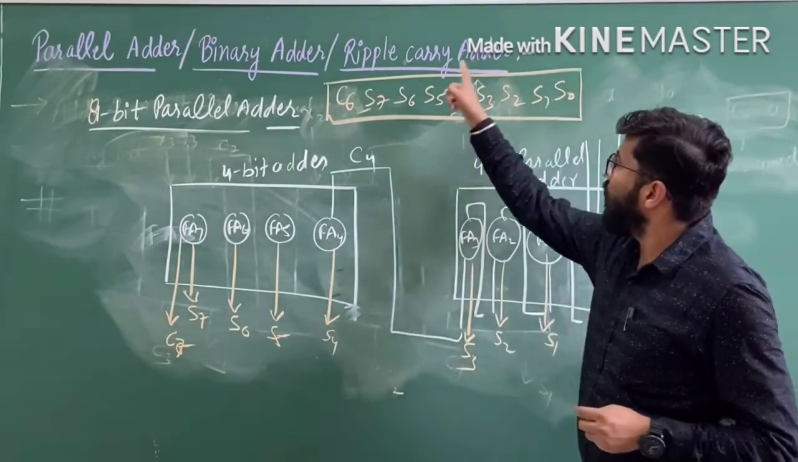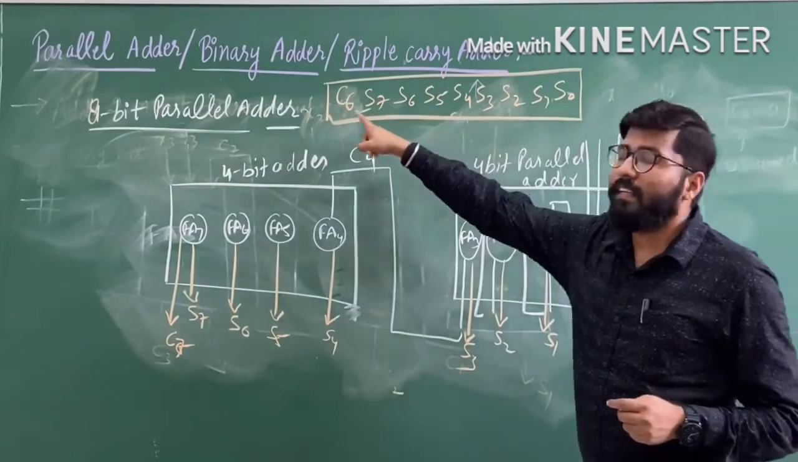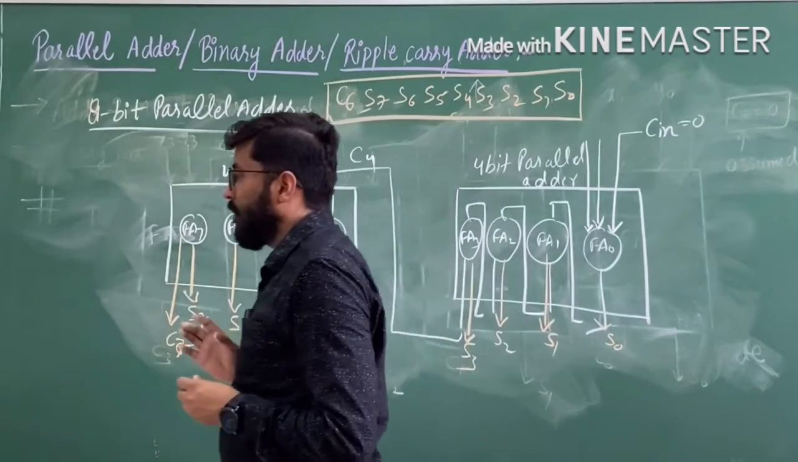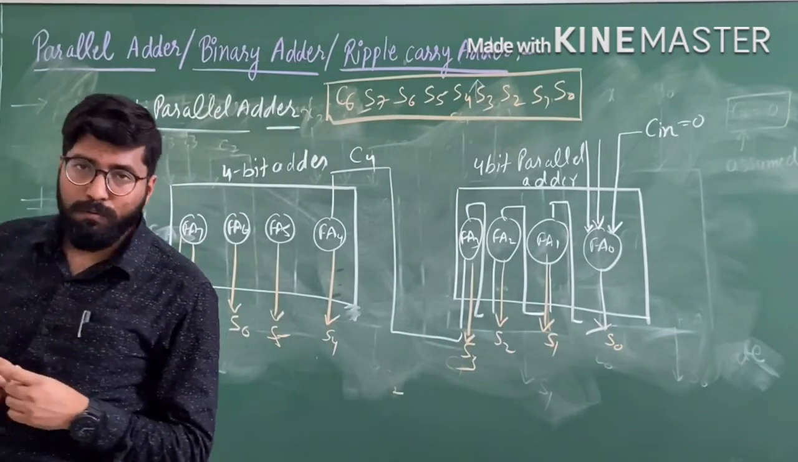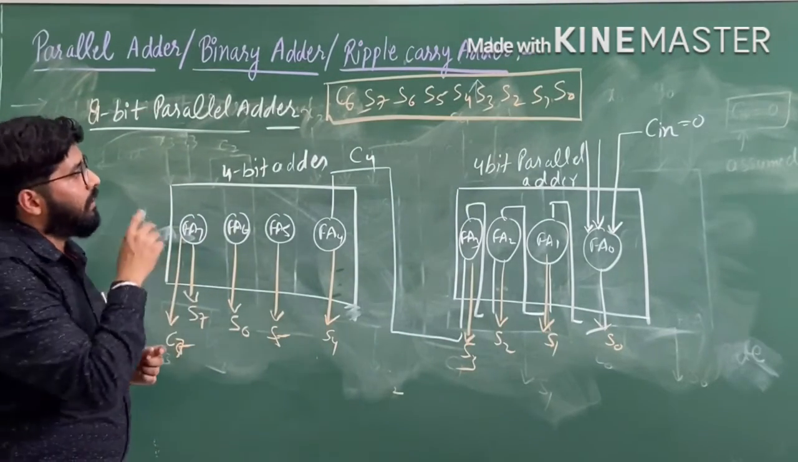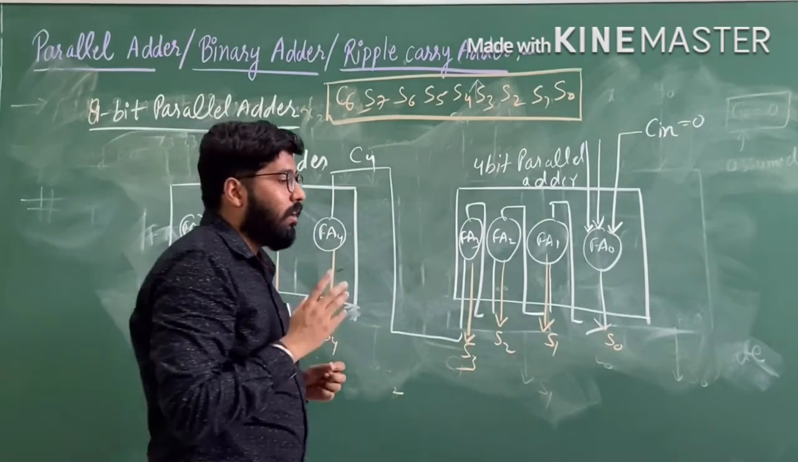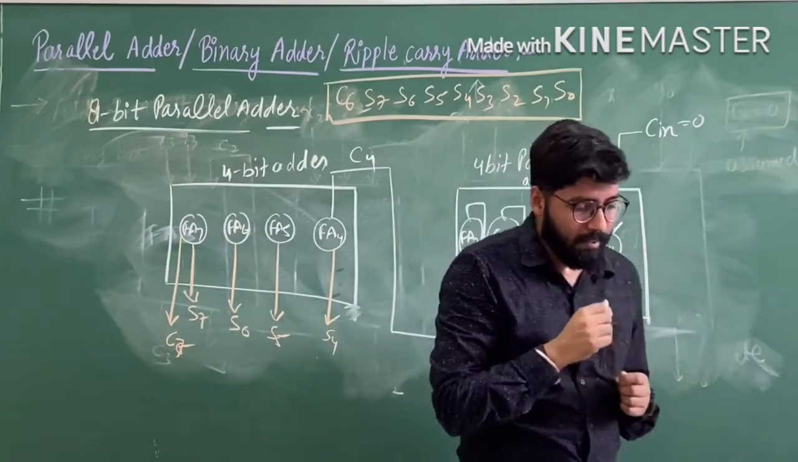You can see there are 8 bits and this is the carry, that is C6. Okay, so this is about the 8-bit parallel adder. Now we can discuss another topic, that is the carry look ahead adder.